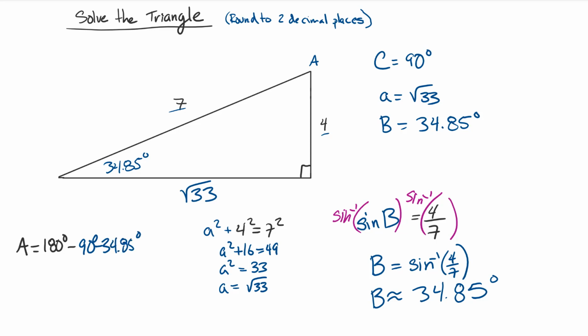And we're like, all right, we punch out, so what's that, 90 minus 34.85, and we get what? That our A is going to be approximately equal to 55.15 degrees. Yeah, we did it. See, there's nothing to it. You got this.